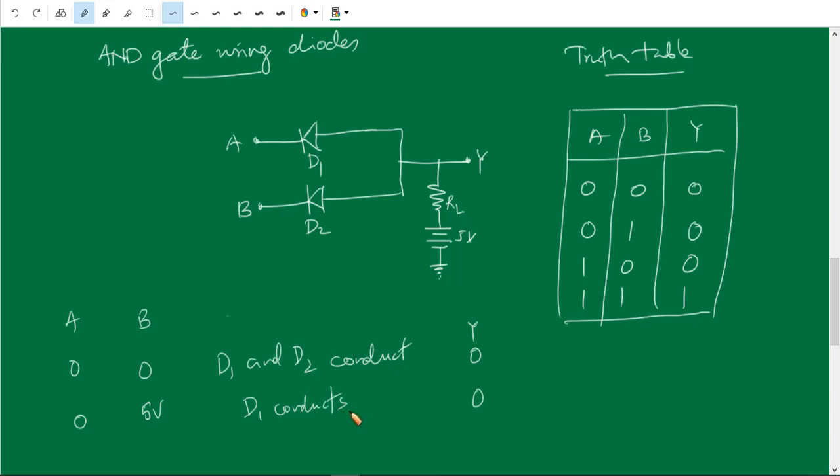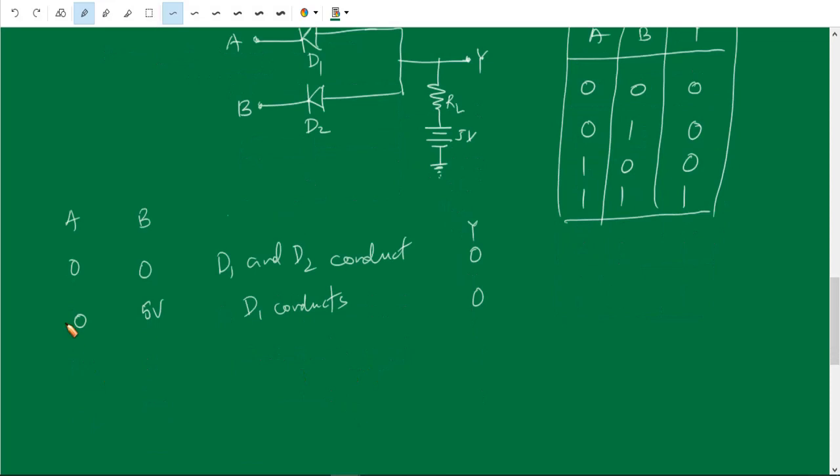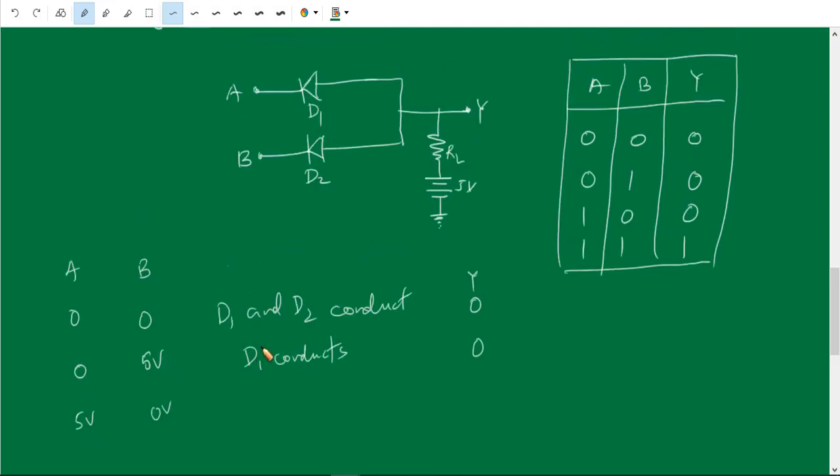D1 conducts. D2 does not conduct. Then next, A is 5 voltage and B is 0 voltage. So that means 1 0. Here the diode D1 will not conduct because there is 5 voltage, 5 voltage, so the diode is not forward biased.